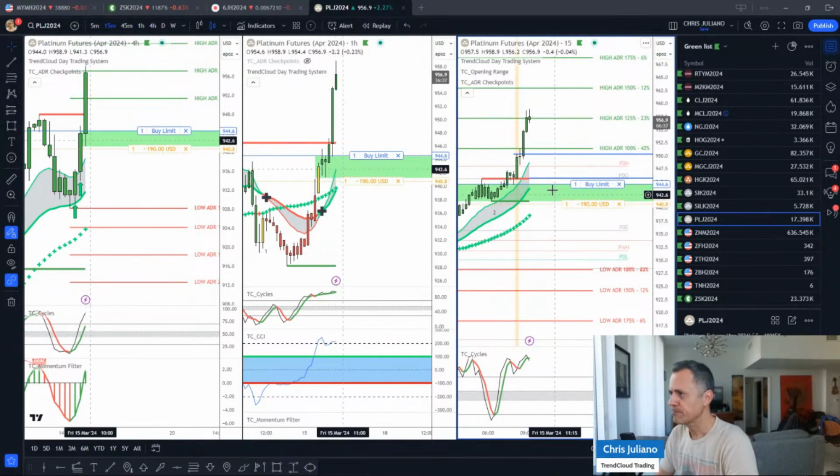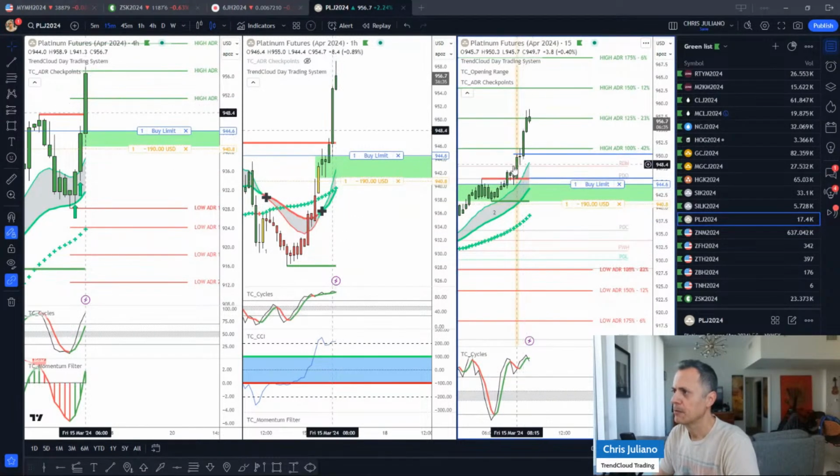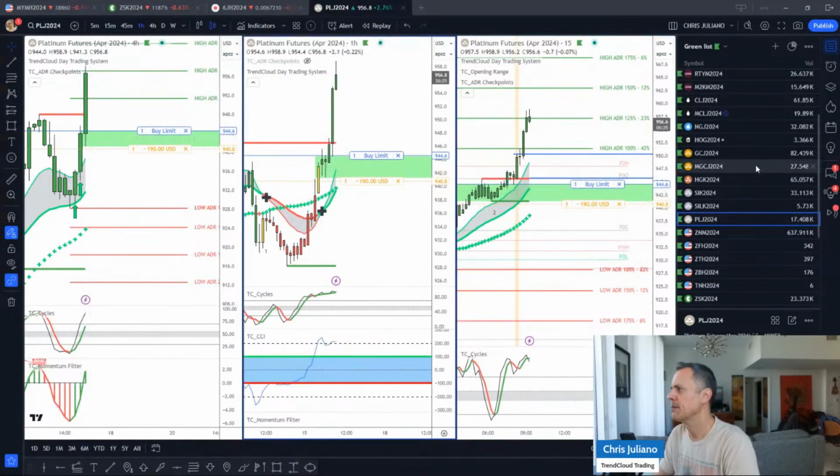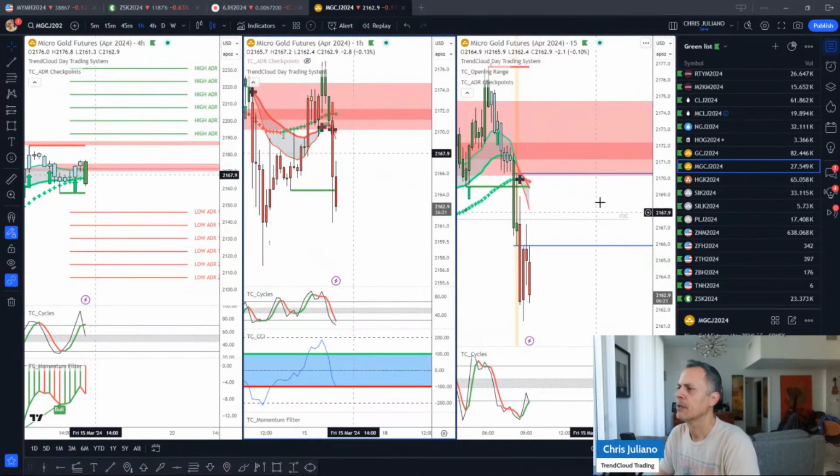Okay. So we'll skip the rally-based rally on the retest, and we're gonna wait for that deeper pullback on the 1 hour chart for platinum. Okay. Let's take a look at gold.